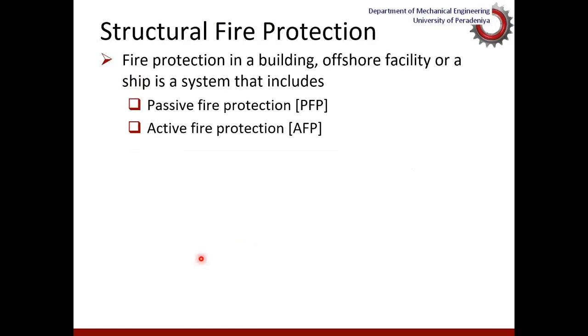Now, when it comes to structural fire protection, there are two ways of protecting against fire. One is passive fire protection, and the other one is active fire protection. Passive fire protection is mostly the things that we install. It can be a wall, or a fire door, or anything like that. Those do not need any attention, either automatic operation or people's involvement. So they are passive things. For example, a fire door is a passive fire protection system.